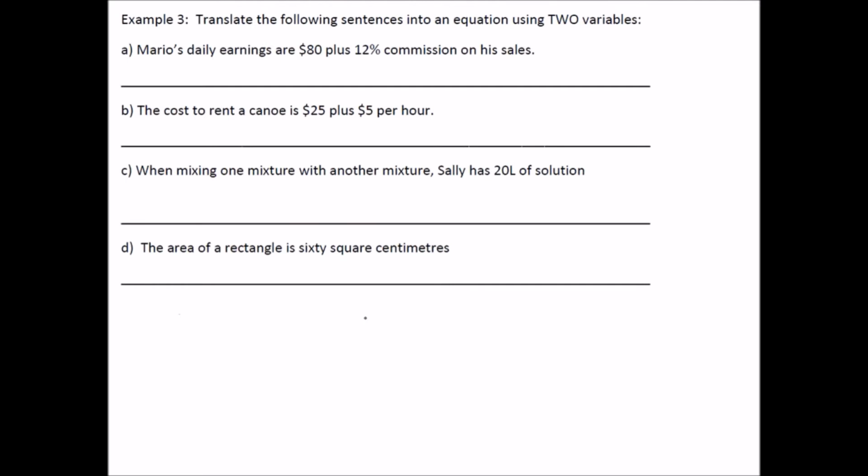Example 3, what we're going to do is translate the following sentences into an equation, but this time we're going to actually use two variables. Okay, so Mario's daily earnings, so usually for earnings we use a capital E, are $80, so earnings are, which is equal sign, $80 plus, which is a plus sign, 12%, 0.12, commission on sales. So we can just call that S. Okay, and we know that E is earnings and S is going to be the sales, the amount of his sales.